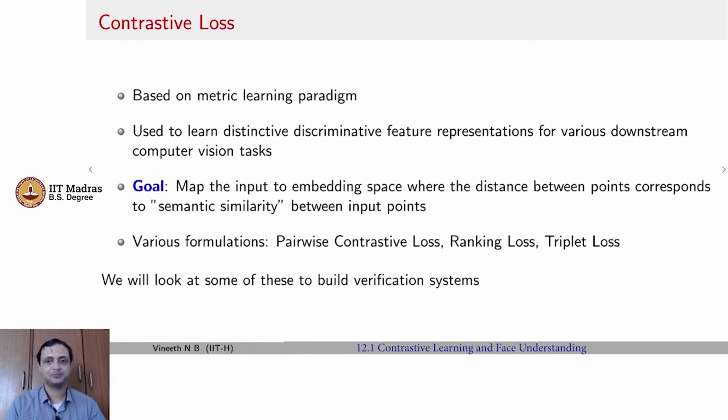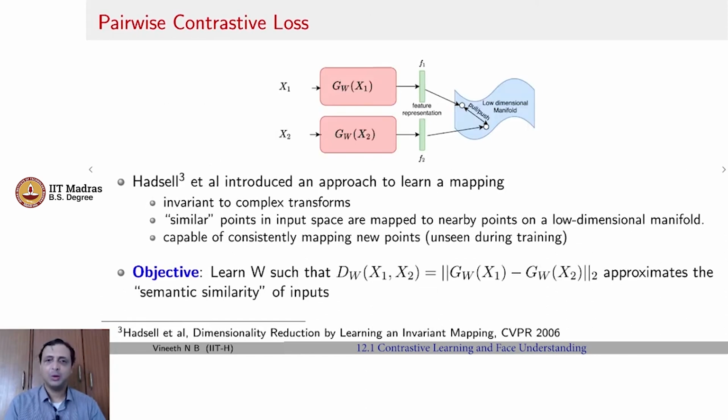Pairwise contrastive loss came from a work in 2006 introduced by Hadsell, where an approach to learn a mapping invariant to complex transforms was introduced. And as we just said, the idea was to make similar points close to each other on the embedding manifold. So this representation that you get as output of your CNN is also called an embedding.